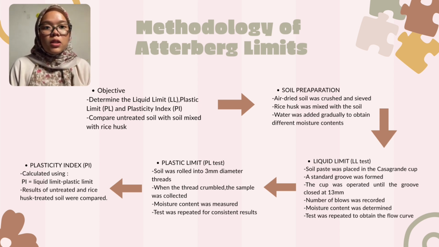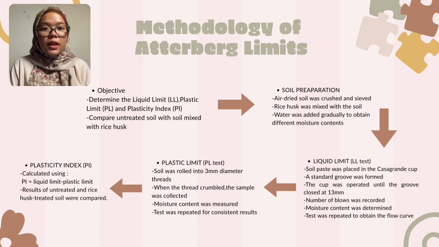First, the soil was air-dried, crushed and sieved. Then, rice husk was mixed with one of the soil samples and water was added gradually to obtain different moisture content. Next, the liquid limit test was carried out using the cone penetration method to determine the water content at the liquid state. After that, the plastic limit test was conducted by rolling the soil into 3 mm diameter threads. When the threads started to crumble, the moisture content was measured.